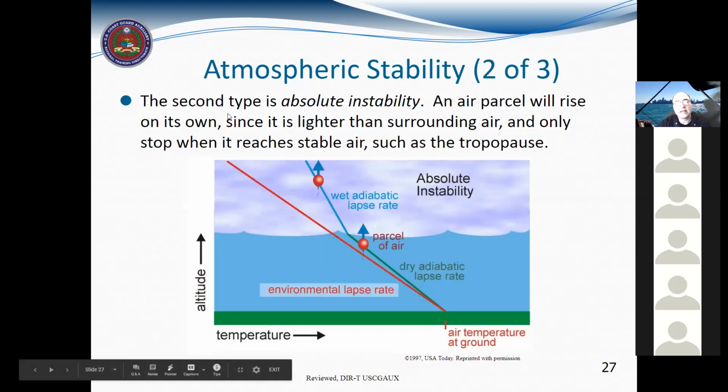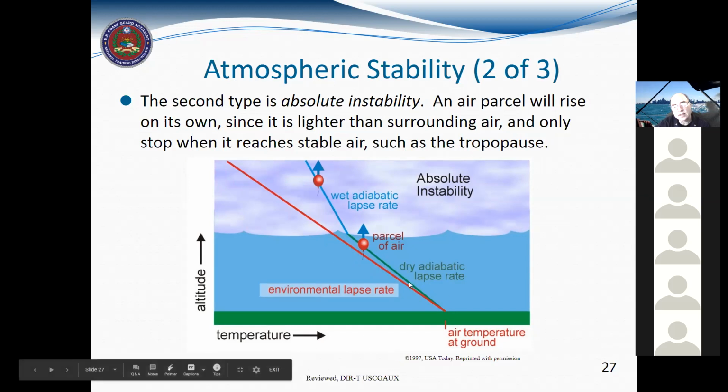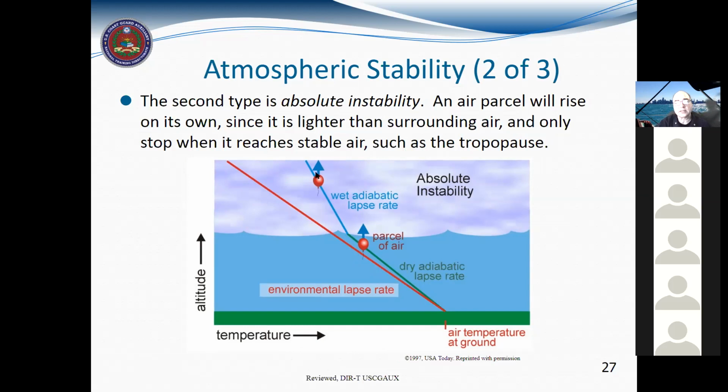The second type of stability is absolute instability. An air parcel will rise on its own since it is lighter than the surrounding air, and only stop when it reaches stable air, such as all the way up in the troposphere. Here, the air is already warmer than the environmental lapse rate, so it's at a higher temperature. Once it starts rising, it just keeps going, and nothing's going to stop it until it gets all the way to the tropopause. So that is some very unstable air.